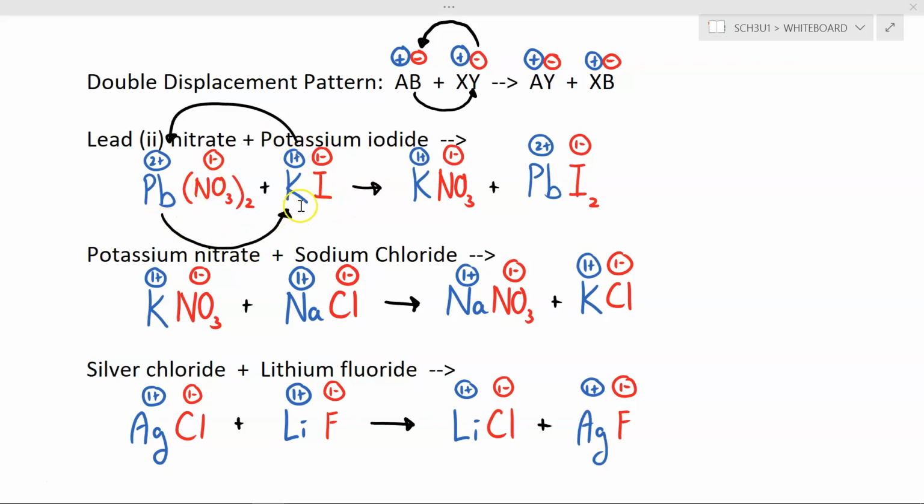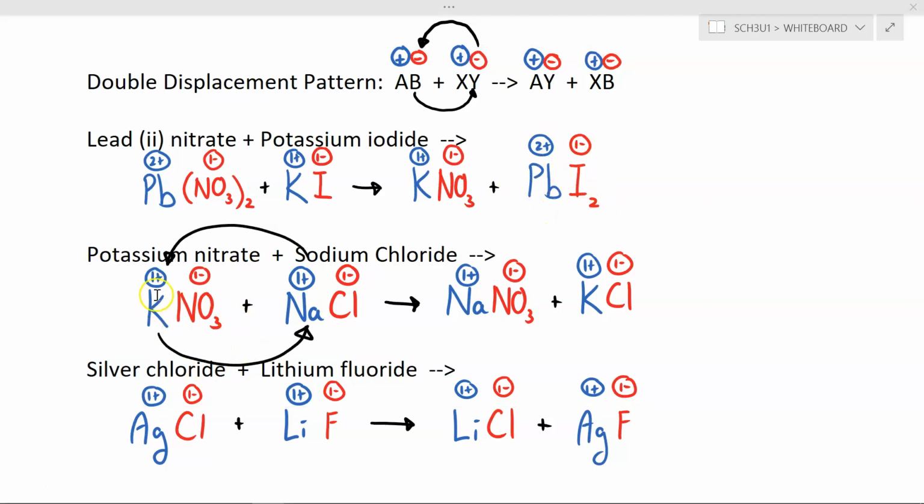And now we're going to switch places. So Pb is now with iodine, and K is now with nitrate. Again, make sure you zero sum. 1 plus, 1 minus, we're good. 2 plus, 1 minus, that means I need two of these iodines to make this stable.